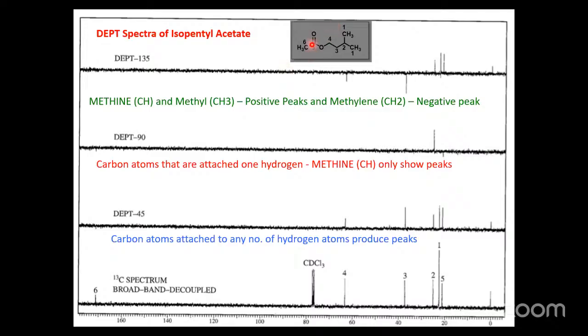So you will not get the peak due to the C5. So all the rest 5 peaks will appear over here. In DEPT 90, only methine carbons will appear. So how many methine carbons are there? 1. Yes, so only one peak will be there. In DEPT 135, methylene carbon will be down. So how many methylene are there? Only one. Sorry, two methylene groups are there. So two peaks are down while others are positive. Please remember in DEPT you will not see quaternary carbons.